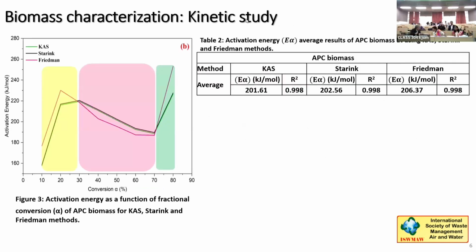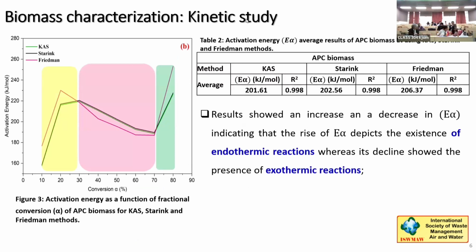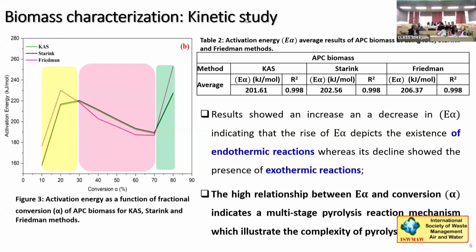For the kinetic study, figure 3 illustrates an increase and a decrease in activation energy, indicating that the rise of activation energy depicts the existence of endothermic reactions. However, its decline shows the presence of exothermic reactions. So it could be concluded that there is a strong relationship between the activation energy and the conversion alpha, which indicates multi-stage pyrolysis reaction mechanisms and also illustrates the complexity of the pyrolysis process.